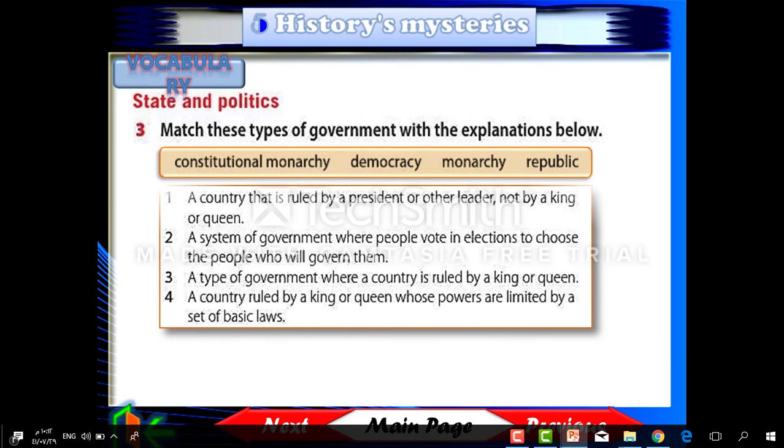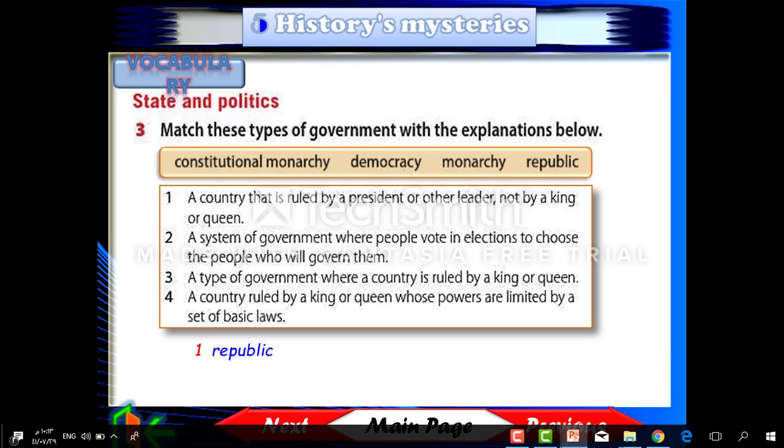State and politics. Match these types of government with the explanations below. We have here 4 types of governments. Constitutional monarchy, democracy, monarchy, and republic. Number 1, a country that is ruled by a president or other leader, not by a king or a queen.